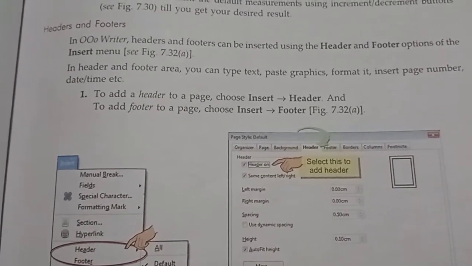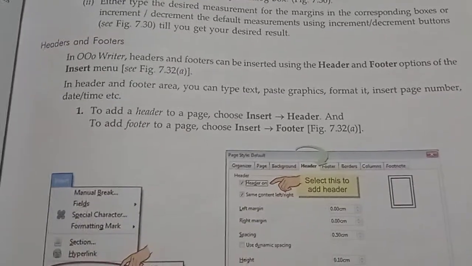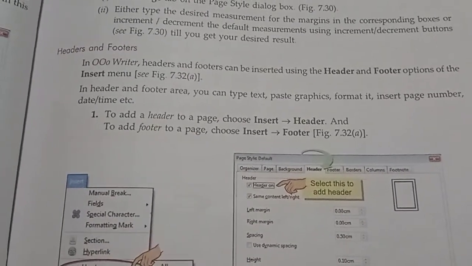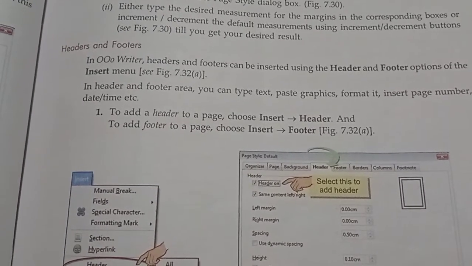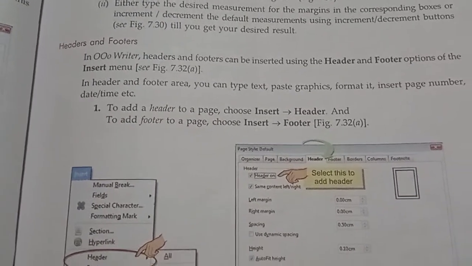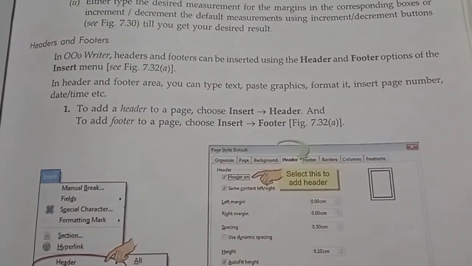Header and footer. Normally the header contains, for example, if you want to type an assignment, the topic name and school name. The footer normally contains the page number and the date. So in order to give additional information, we use the header and footer.